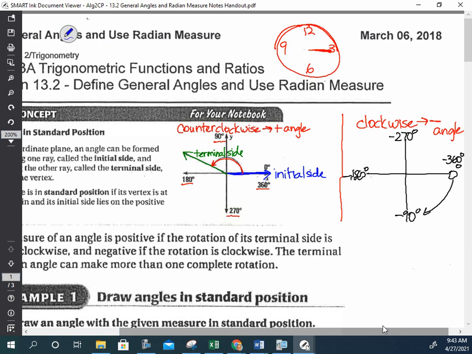So if it's a positive angle, you start on the x-axis and you go up. If it's a negative angle, you start on the x-axis and you go down. It just depends on which way you need to go.